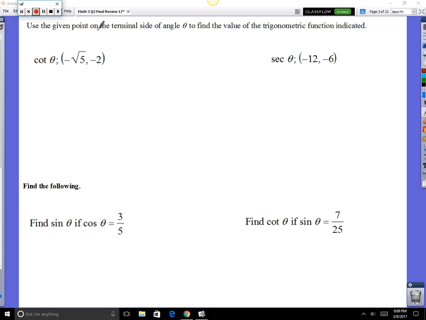Use the given point on the terminal side of angle theta to find the value of the trigonometric function indicated. So here we go. Your initial side is right here. That's where you start. Your terminal side, you're going to spin and stop at this point, negative square root of 5, so that's left square root of 5 and down 2. So it looks like you're going to spin all the way to right there, because it's going to go through this point.